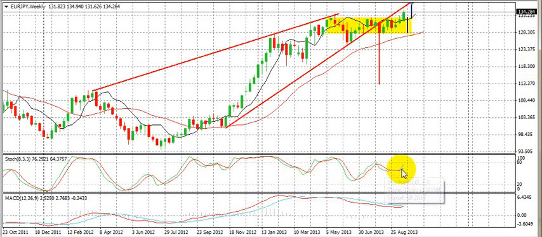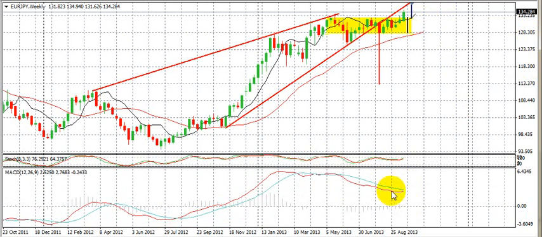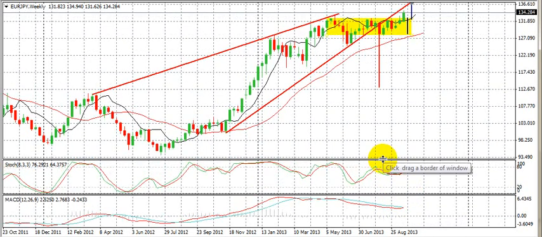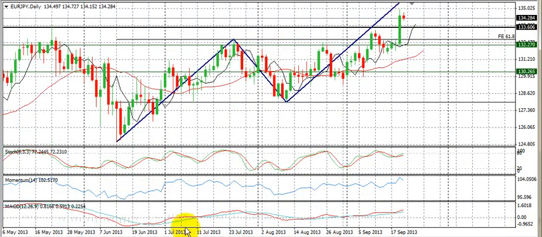Apart from that, the stochastic is at a buy, and the MACD is bearish currently, but it looks like it is converging into the signal, and probably it could turn bullish sometime soon. So the market is at a critical junction right now when it comes to the higher time frames, and it calls for cautiousness. So let's have a look at the daily time frame now to see how we can trade this, and what should be our plan into the coming week.